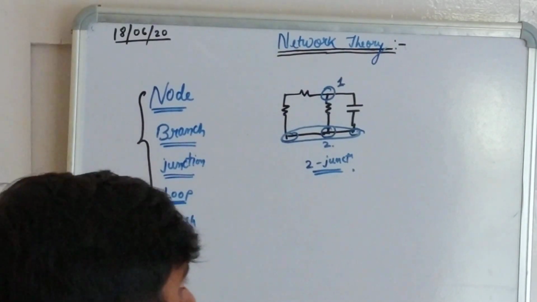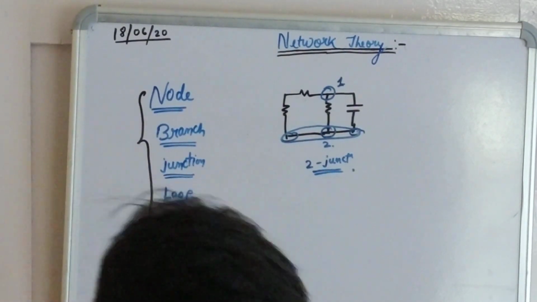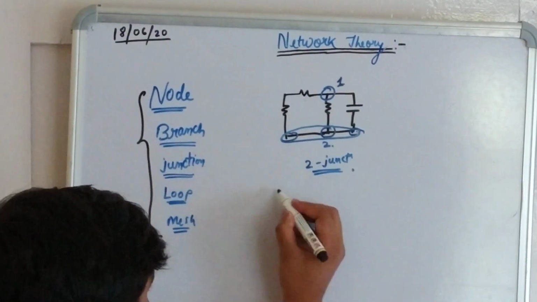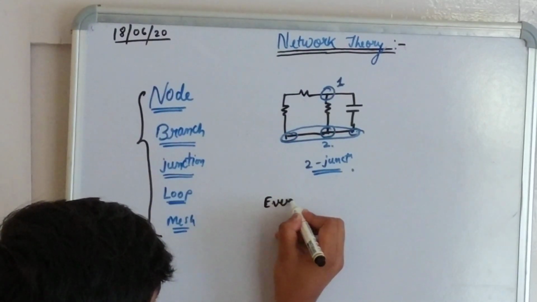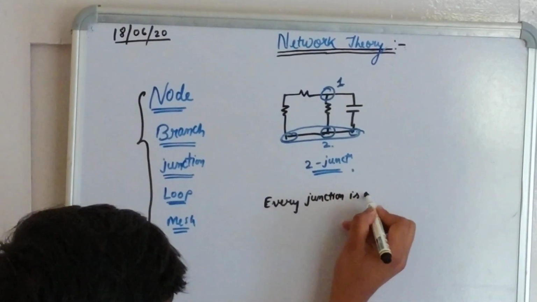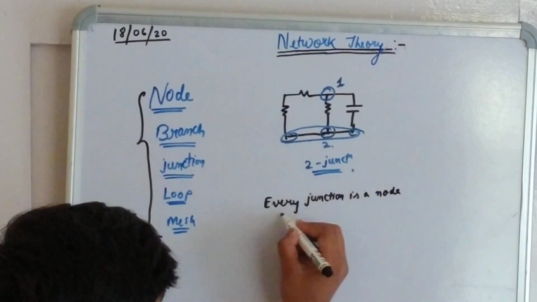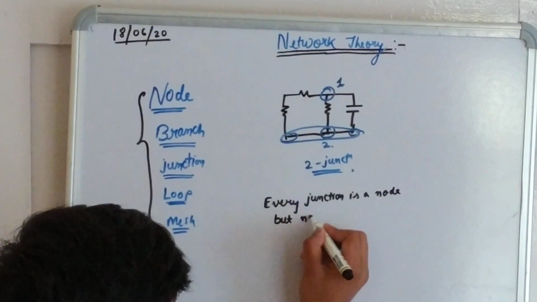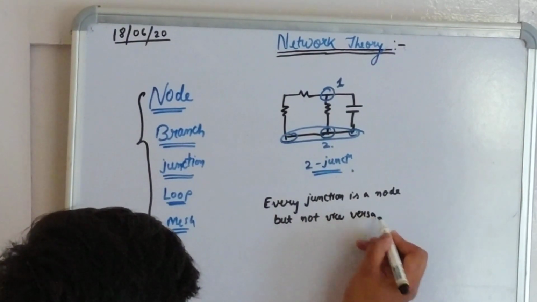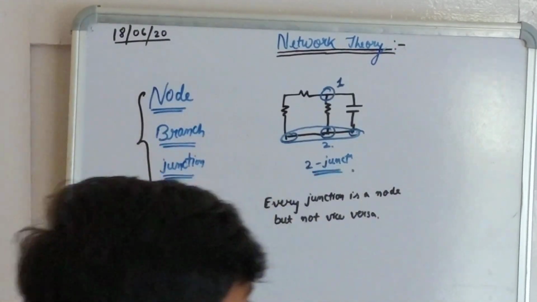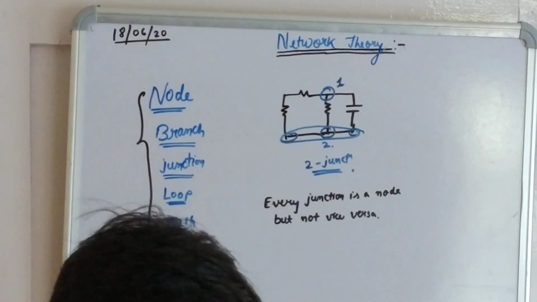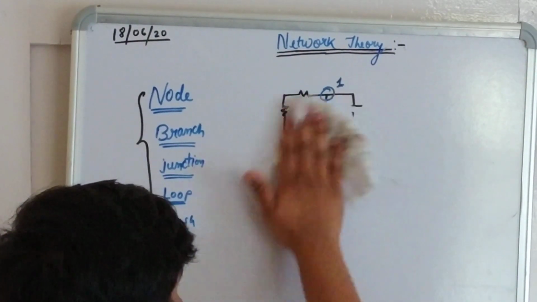Now we can state that every junction is a node, but not vice versa. That is, we can't say that every node is a junction, but every junction is itself a node. Okay? Now let's move to loop.